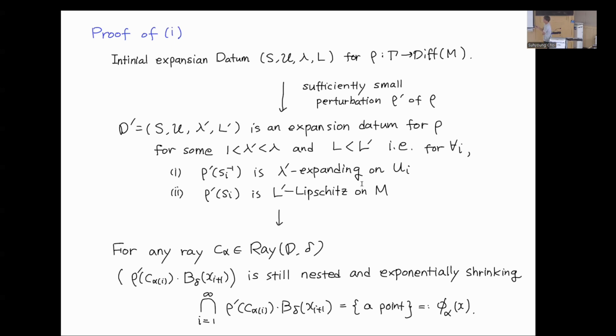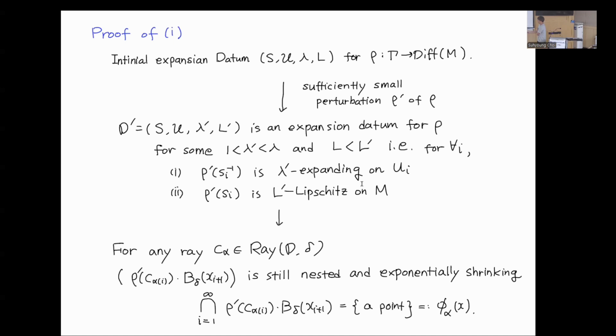Because if you perturb a little, then by just adjusting the expanding factor and the Lipschitz constant, we can also prove that the perturbed action is expanding with respect to this data. Then for any ray, we have some nested, exponentially shrinking domains. So here, but we perturb the action.